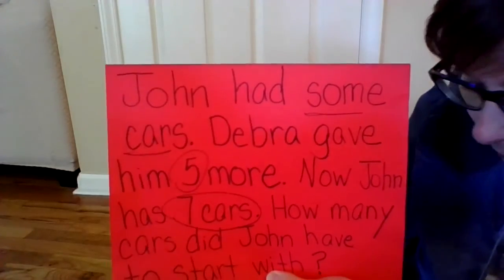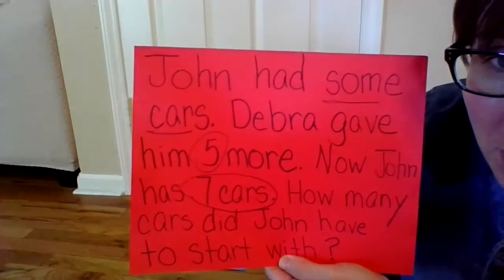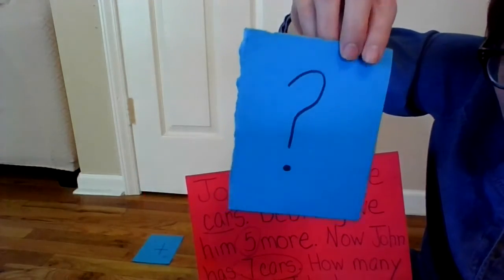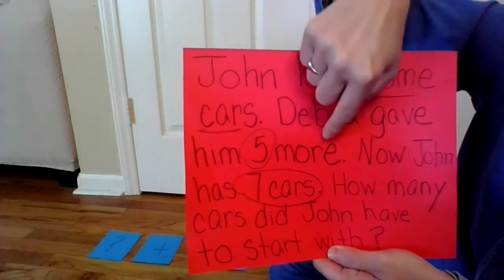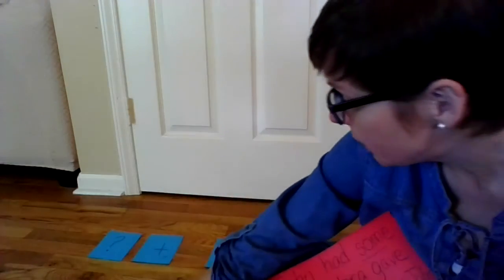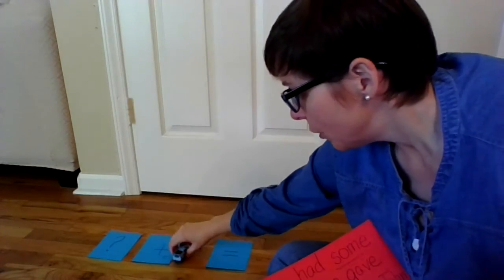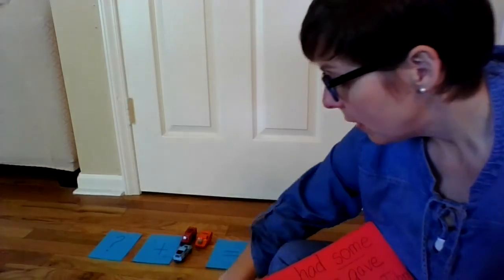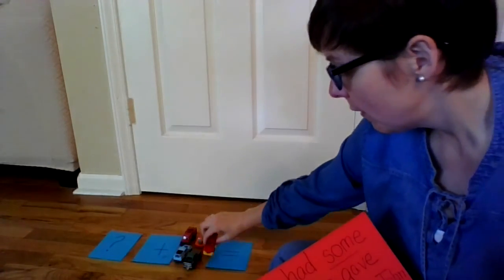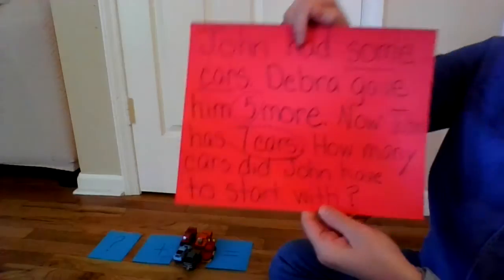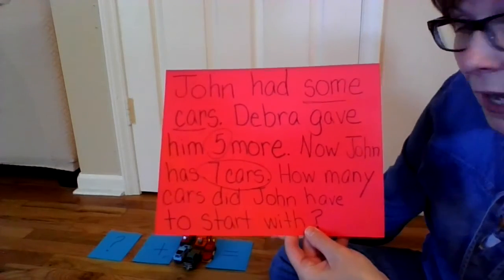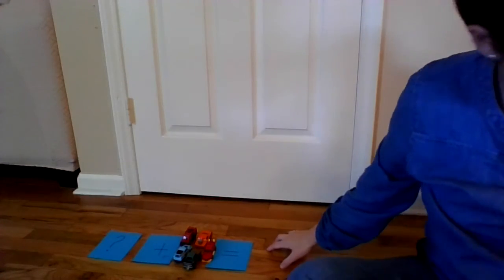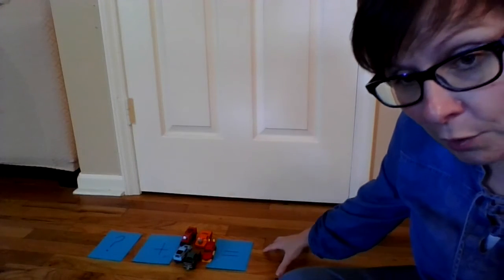So it's asking us how many did John have to start with. So we don't know how many he had to start with, so we're going to use our question mark. To start with, we do not know. But then we know that Deborah gave him 5 cars. So we're going to count out 5 cars. 1, 2, 3, 4, 5. And in the end, John had 7 cars. So we know at the end, what he's equal to, the total was 7.